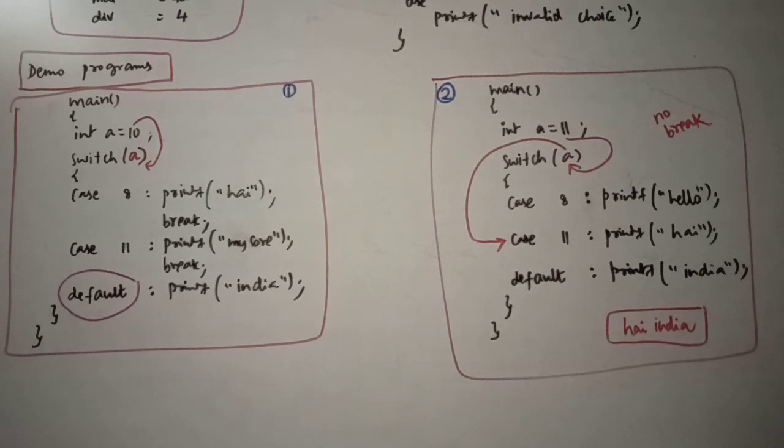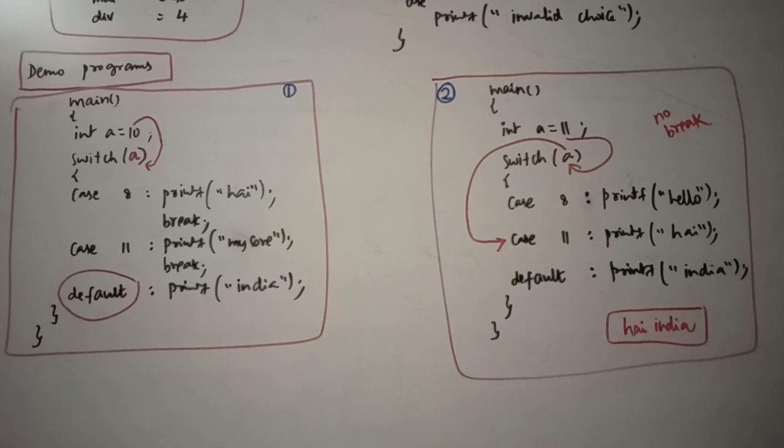Look at program number 2. There is no break. What happens if there is no break? What is the value of A? 11. So your control will be transferred to case 11. Case 11, printf hi. So you get hi on screen. Do you have break? No. If there is no break, the next statement will be executed. So you get hi India, which we don't require in general. A is 11, go to case 11, you get hi. As there is no break, the next statement you get India.